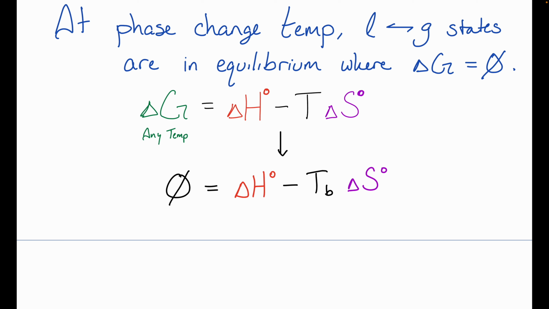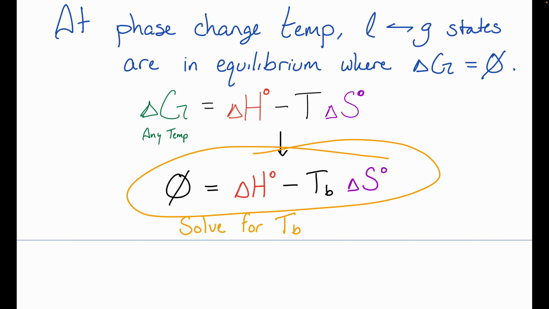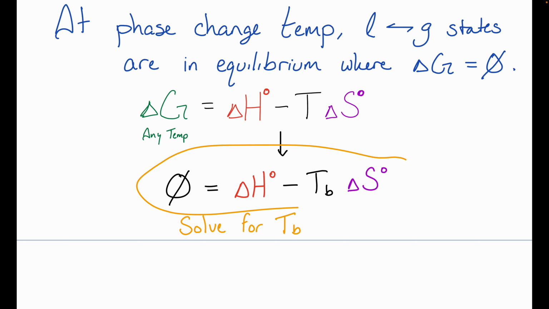And since we know what our standard enthalpy and standard entropy are, we can solve for that boiling point, right? We can rearrange this equation and use it to predict the boiling point of a substance. All right, so everybody take a second. Given our equation here, rearrange it to solve for that boiling point temperature. Again, when you're plugging in values, pay attention to your units.